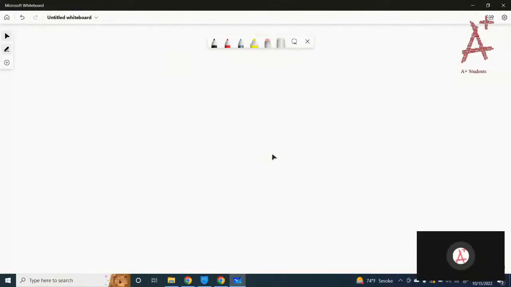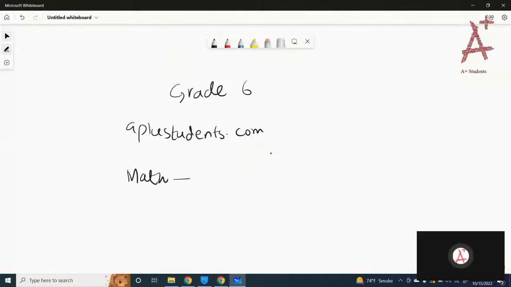So, we're going to start with grade 6 maths. You can find all the lessons on aplusstudents.com. You have to log in there using your email address and password as provided by the administrator. Then, you have to select math from the subject tab. Scroll down to grade 6 maths. We are working on chapter 4 integers. And let's start with a topic that is put integers in order.